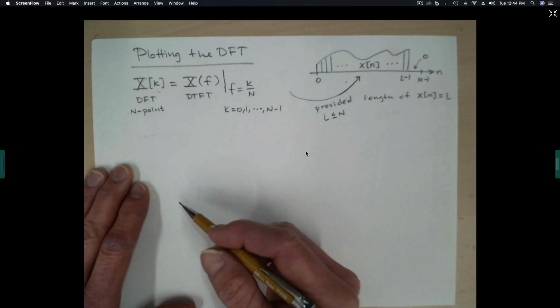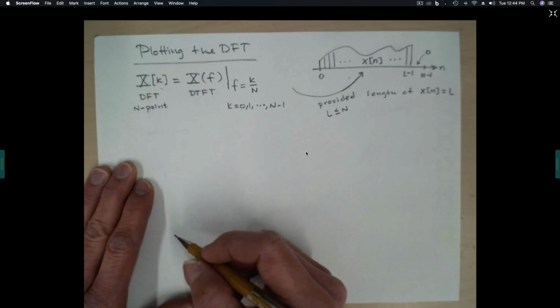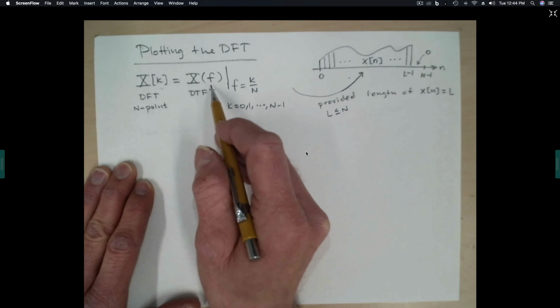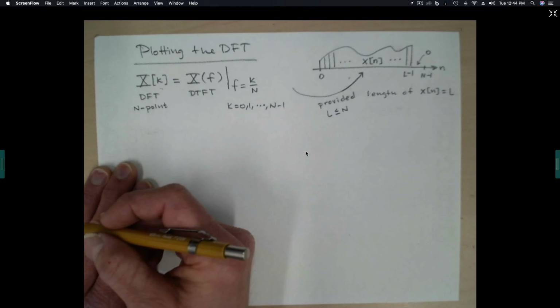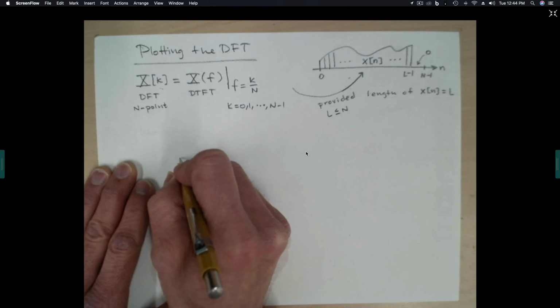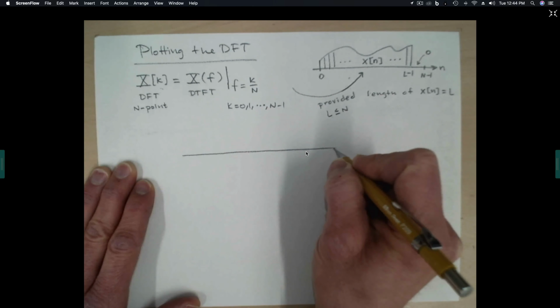So to understand how to make a proper plot of the DFT, what we need to do is think about this relationship between frequency bins and normalized frequency, f. And to do this, I'm going to draw some frequency lines. But before we do that, let's just remind ourselves of what's going on here.